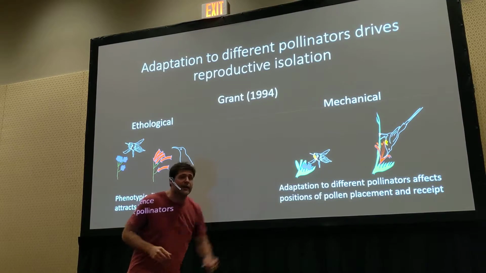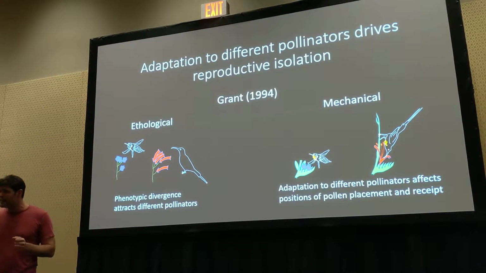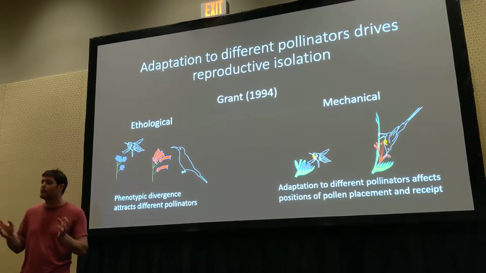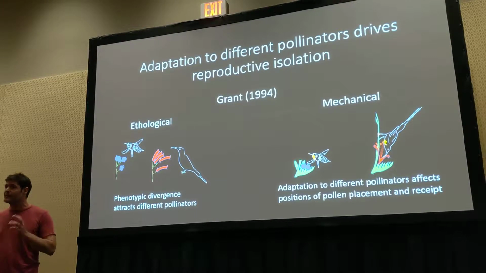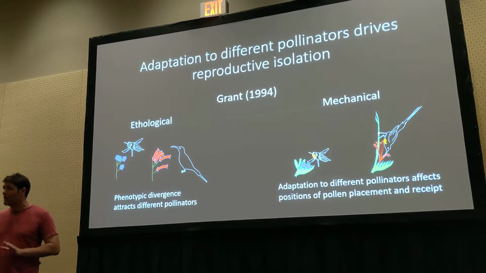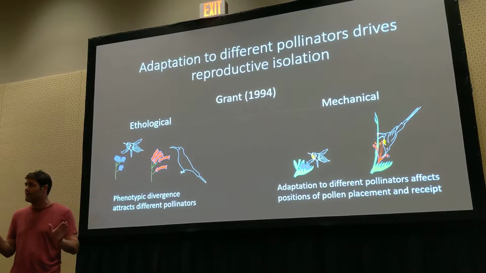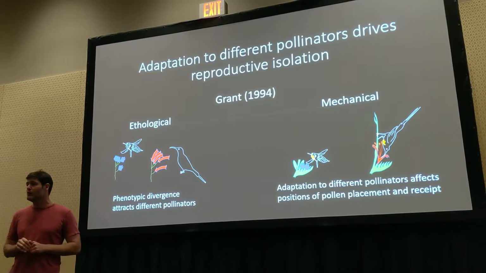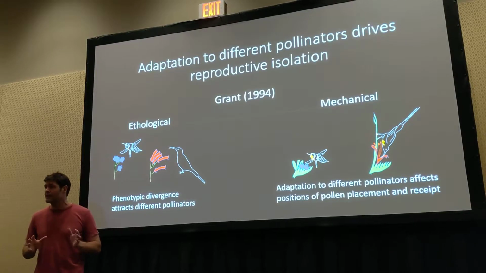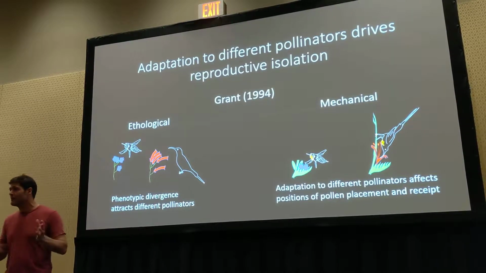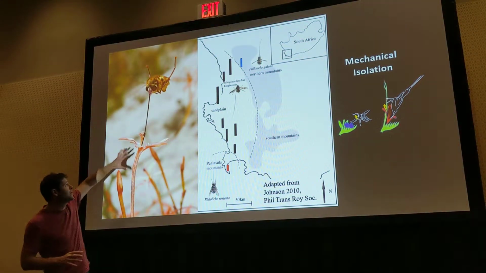The second one over here he called mechanical isolation, and here he suggested that adaptations to different pollinators can end up causing pollen to be placed and received on different parts of the pollinators. So even if those pollinators move between these divergent phenotypes, they don't move pollen very easily between those phenotypes. And this has been very poorly studied, and that's going to be the subject of my talk today. And I'm going to be talking about it in the context of this system.